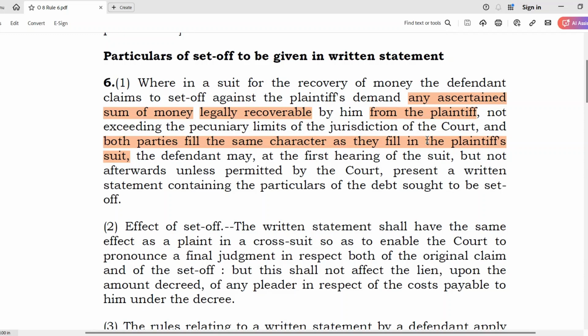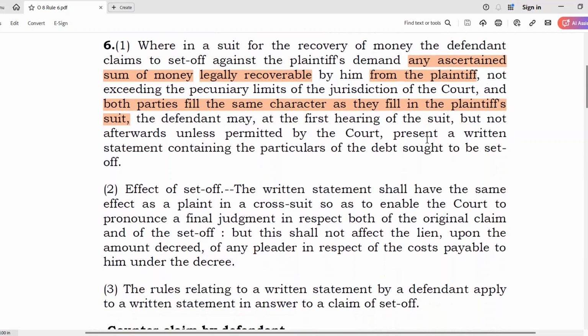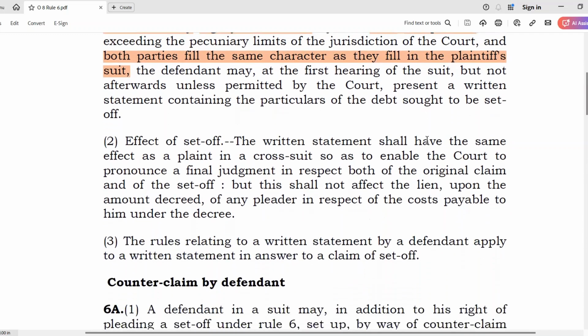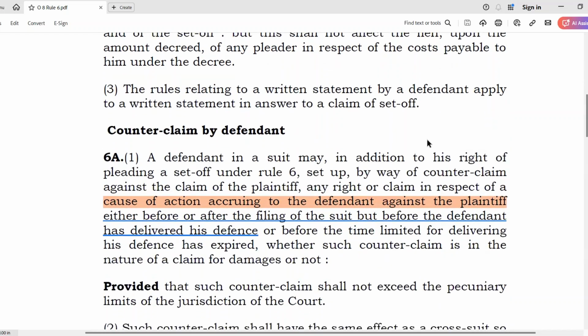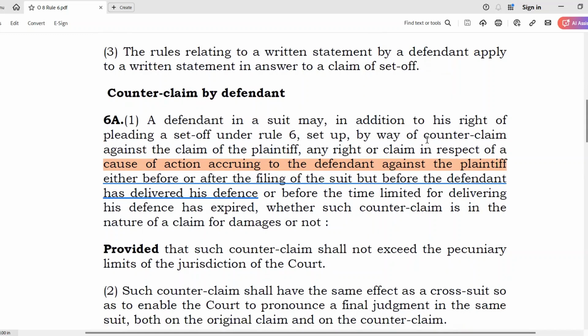In the sense, the nature of the transaction is the same in which the set-off is claimed and the transaction in which the main claim is raised by the plaintiff. So these are some of the important conditions to be fulfilled when we are raising a set-off. Now, let's see what are the conditions for counterclaim, when a set-off will not be treated as set-off, in the sense it becomes a counterclaim.